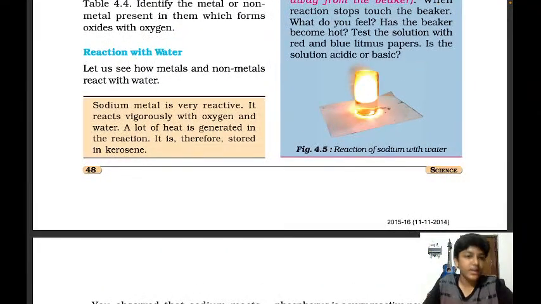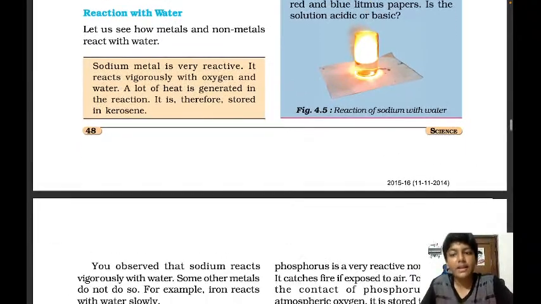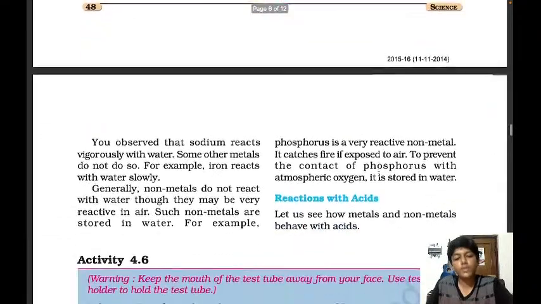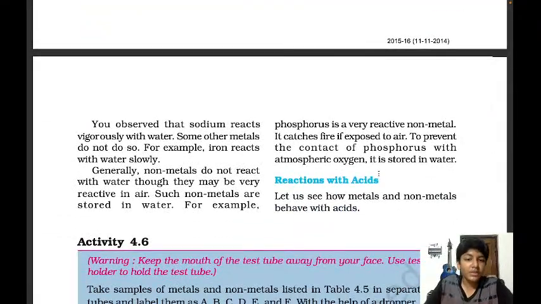Acidic, correct. So we'll get the sodium. Okay, so this solution will be acidic. You observe that sodium reacts vigorously with water. Some other metals do not do so. For example, iron reacts with water slowly. Generally, non-metals do not react with water, though they may be very reactive in air.